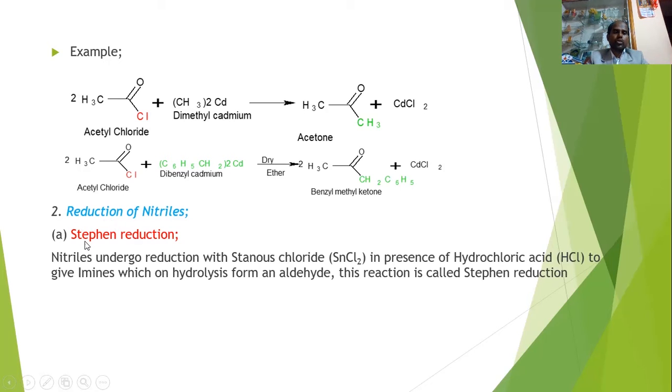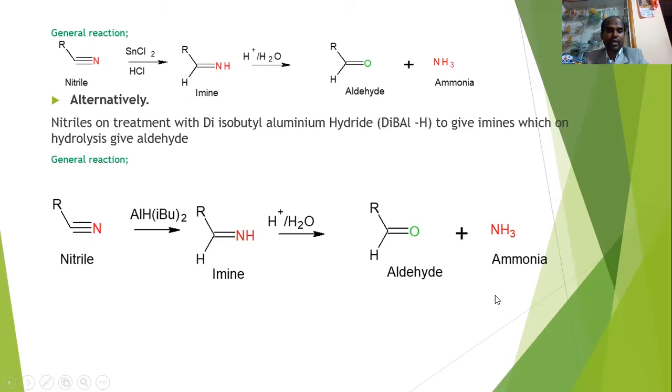Okay. So what is happening? Stephen reduction: nitriles undergo reduction with stannous chloride, a reducing agent, in presence of hydrochloric acid to give imines. The obtained imines, on hydrolysis, form aldehyde. This reaction is called Stephen reduction. So this will be a general reaction. C triple bond N containing compounds are called nitriles.